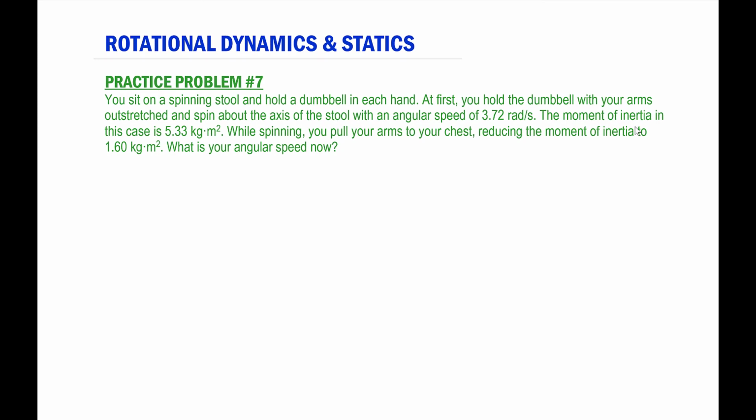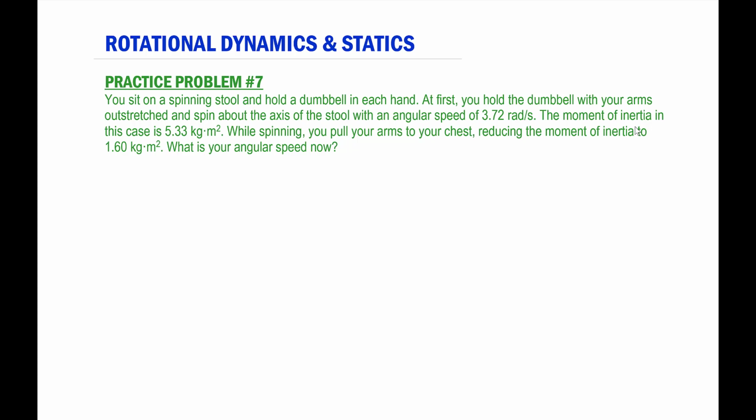In this problem, you sit on a spinning stool and hold a dumbbell in each hand. At first, you hold the dumbbell with your arms outstretched and spin about the axis of the stool with an angular speed of 3.72 radians per second. The moment of inertia in this case is 5.33 kilogram meter squared. While spinning, you pull your arms to your chest, reducing the moment of inertia to 1.6 kilogram meter squared. What is your angular speed now?